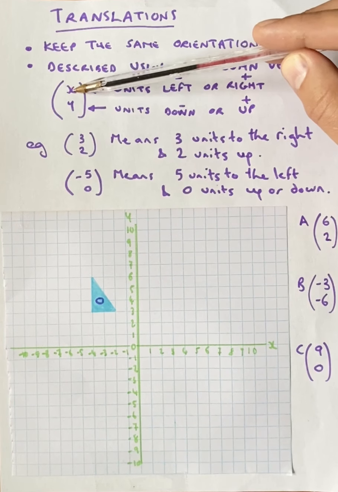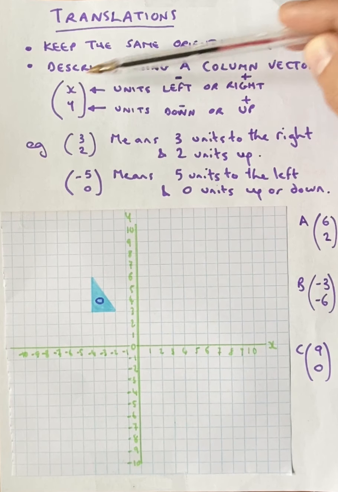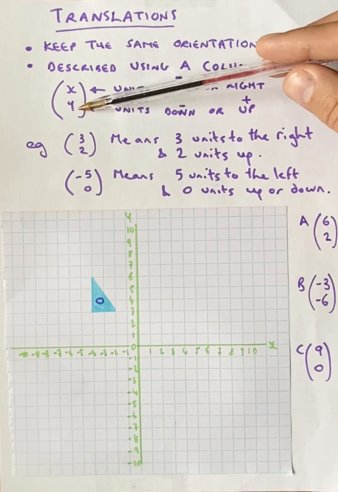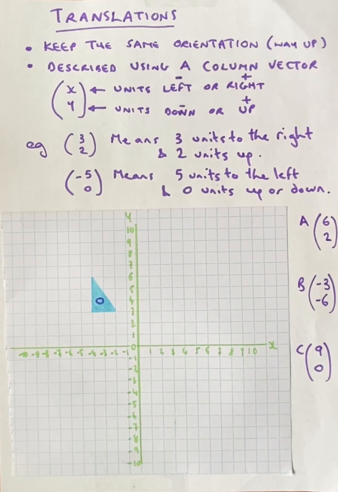It has what we call the x component, the first value, and this tells you how many spaces you're going to the left or the right. If it's negative, it goes to the left, and if it's positive, that value tells you how many spaces you're going to the right. And the bottom part of the column vector, which I've put a y, tells you how many units up or down you're going to move the shape. So again, if it's negative, it's going down, and if it's positive, it's going up.